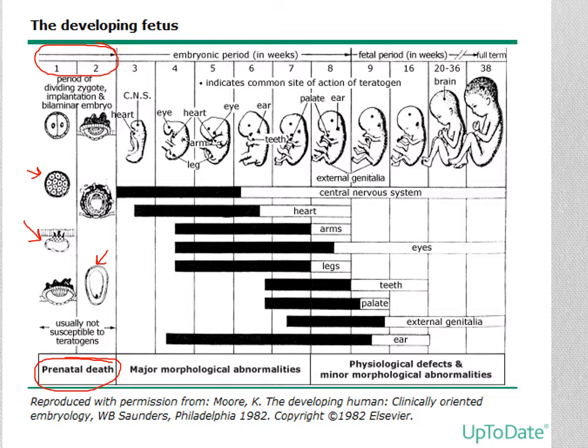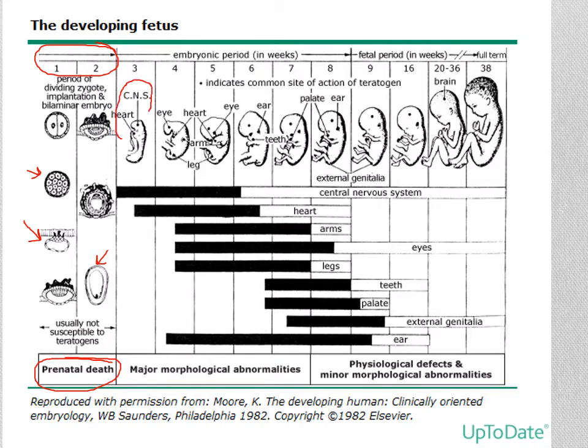Because remember, for most of this phase of the first couple of weeks, the cells are totipotent. So if some of the cells get killed off or damaged, it's no problem because other cells can just fill in for them. But if all of the cells get killed or damaged, well then of course, that's the end of the pregnancy.